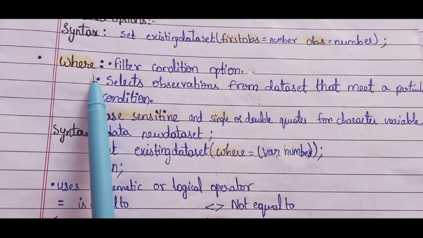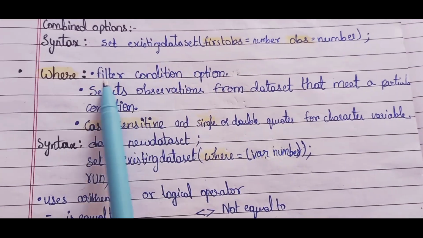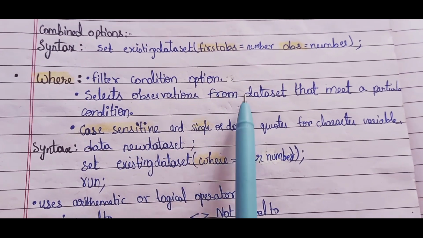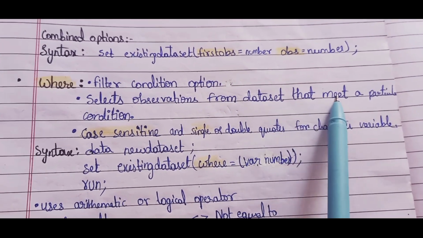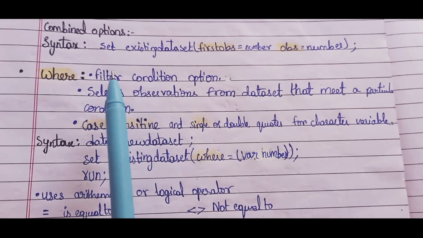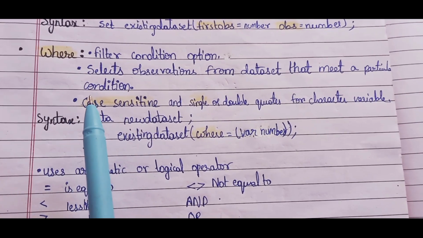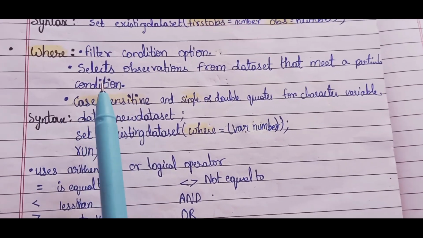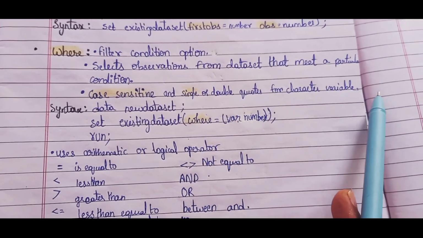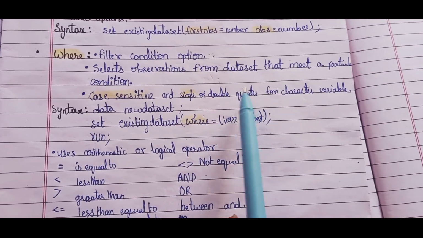After that, the where option. Where is a filter condition option, which means it filters the data and selects observations from the data set that meet a particular condition. Earlier I said that SAS is not case sensitive, so any case is fine: uppercase, lowercase, mixed case. But in the where option it is case sensitive. Single or double quotes should be used only for character variables.